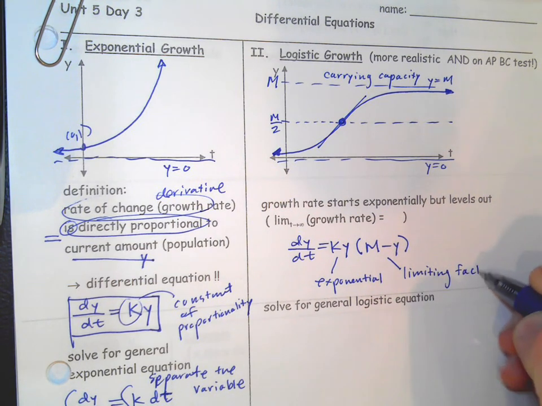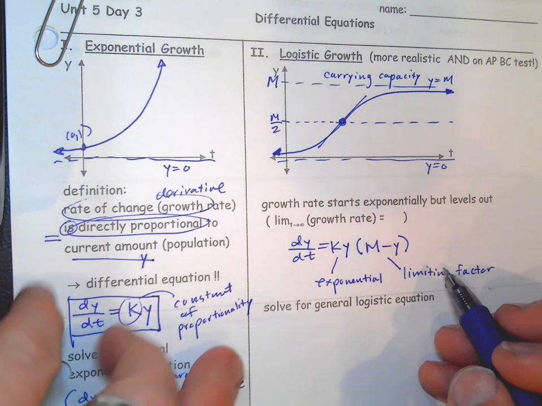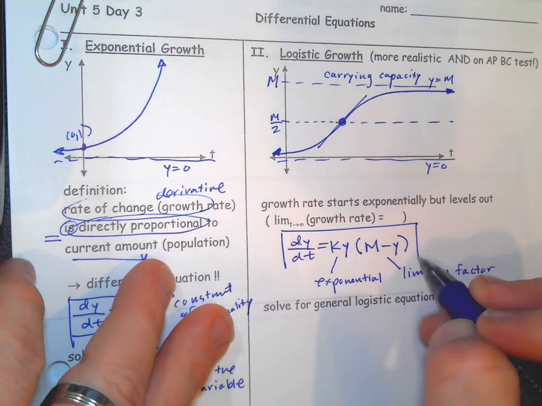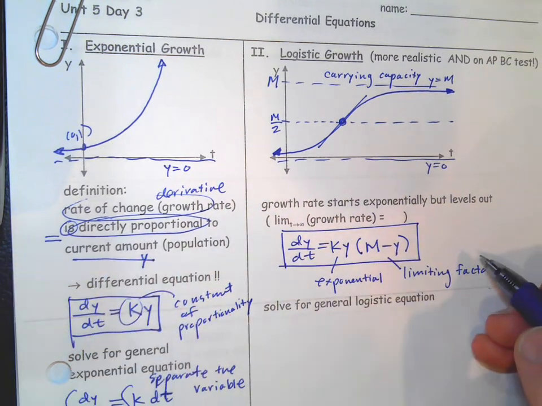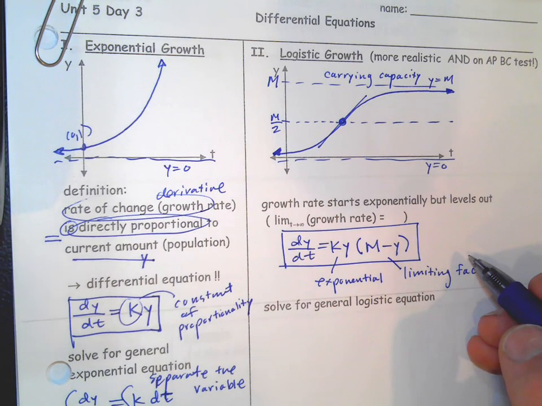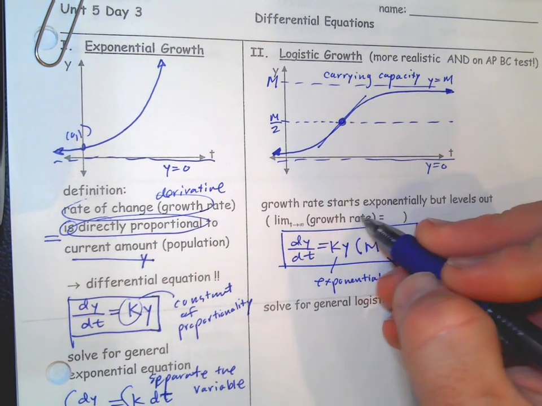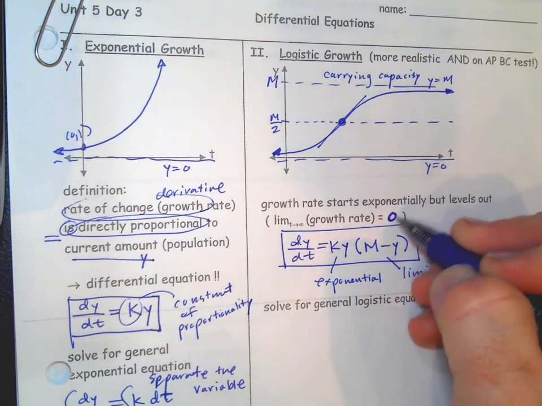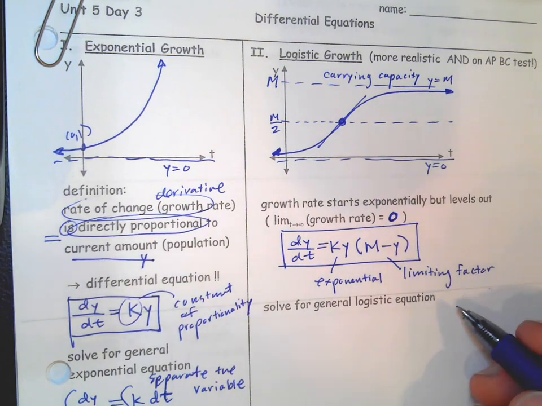So that's what the differential equation for logistic growth looks like. The limit as t goes to infinity, the growth rate goes to 0, right? That's what we're saying. It gets flat. You run out of room to grow, so you grow very slowly when you approach that.